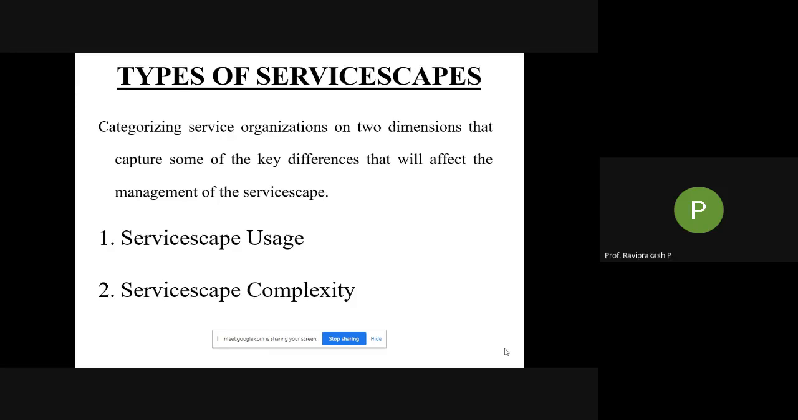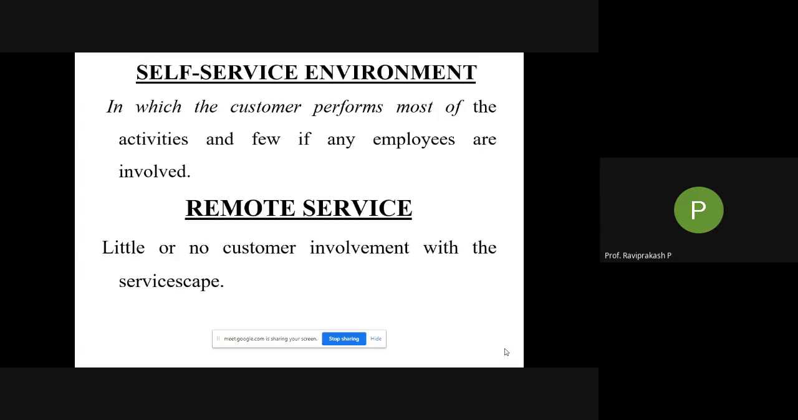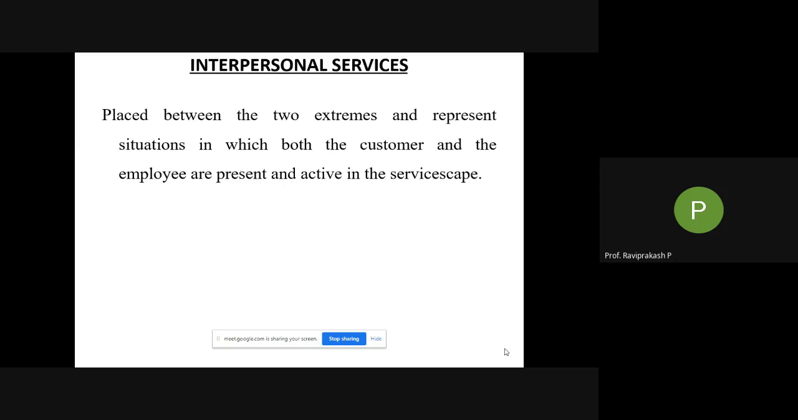And in between these, in service scape usage, you already know, employees and customers. We just completed the self-service environment, where the customer performs most of the activities, and remote service, with little or no customer involvement. The last one is interpersonal services. It is between the two ends, self-service and remote service, where both customers and employees are required. It is placed between the two extremes, a situation in which both the customer and the employee are present and active in the service scape.